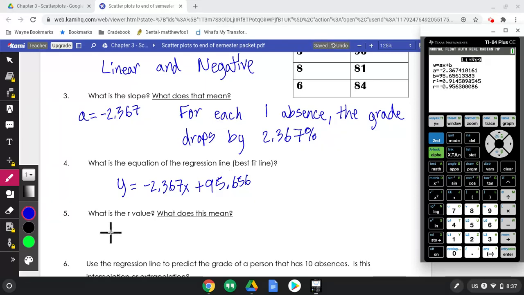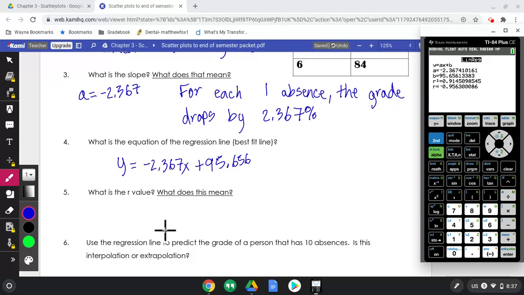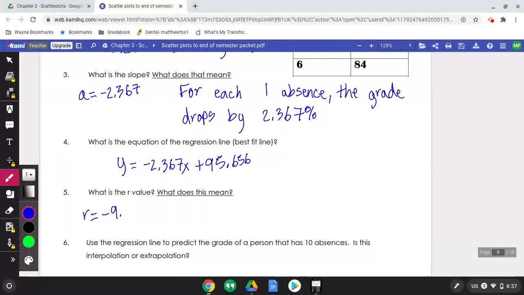Now let's go to r. What is the r value? We have not dealt with that before. This r value, once again, r squared, we're not going to have to worry about. If you go on to stats, you'll deal with that. The r value, in our case, is negative 0.956. So let me write that down, and let's talk about what that means. Oops, not negative 9. This will always be between 1 and negative 1. So negative 0.956.